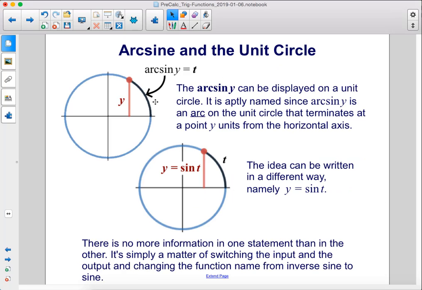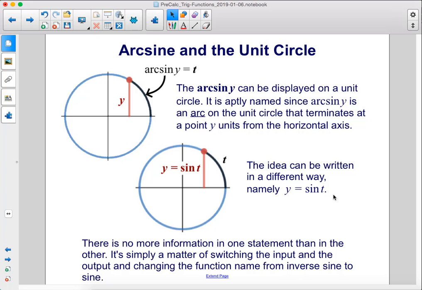Arcsine of y equals t. The arcsine y can be displayed on a unit circle. It is aptly named since arcsine y is an arc on the unit circle that terminates at a point y units from the horizontal axis. The idea can be written in a different way, namely y equals sine t.